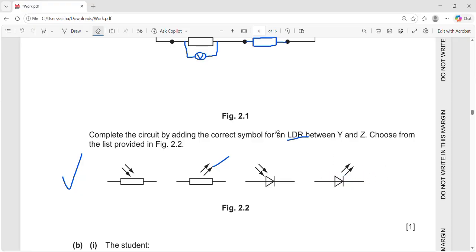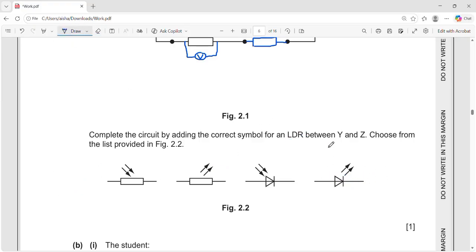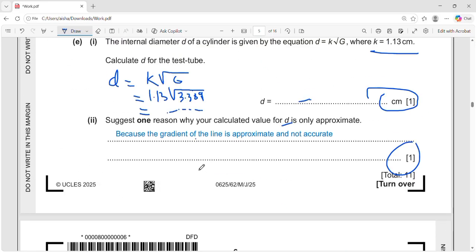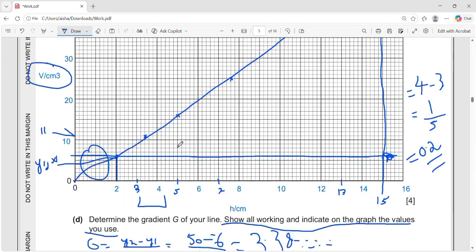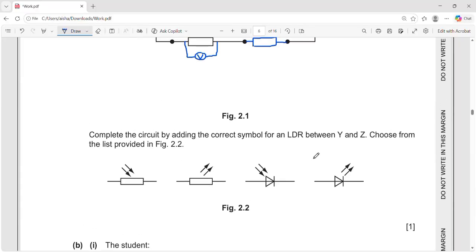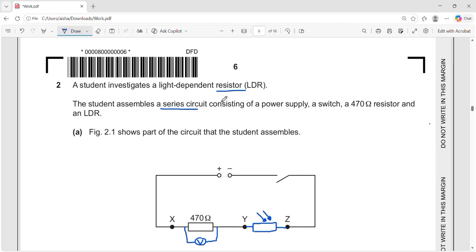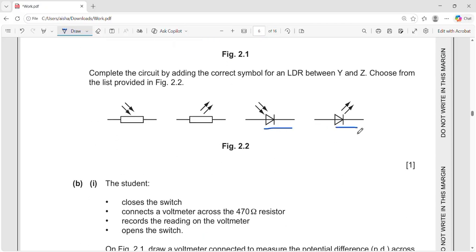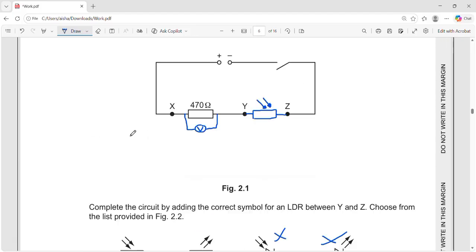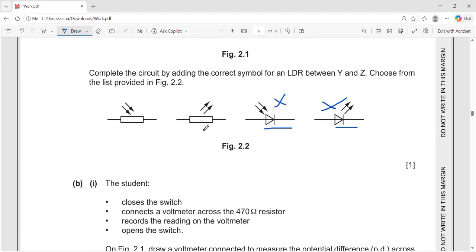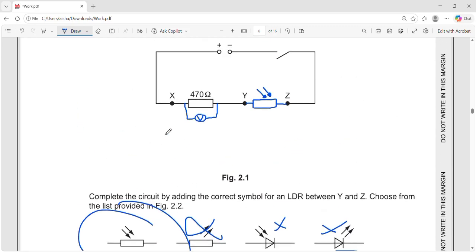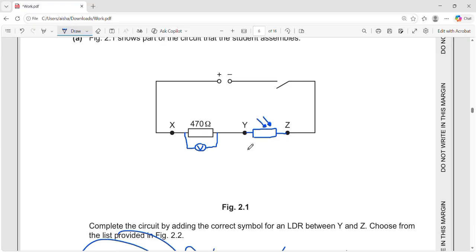So I'll just remove all of this. Choose from the list provided in fig 2.1. As I said, even in this question they told you the best fit straight line, which they usually don't even tell. And over here they have given you a list. You know that LDR stands for light dependent resistor, and these two are basically diodes. A resistor is usually like this and this is a diode, so you can immediately cross this out. And you know that it's a light dependent resistor, meaning light is shining onto it and not coming out of it, it's not being emitted. So this is also wrong, and so this one is the correct option. Then you have to draw it in series like this.